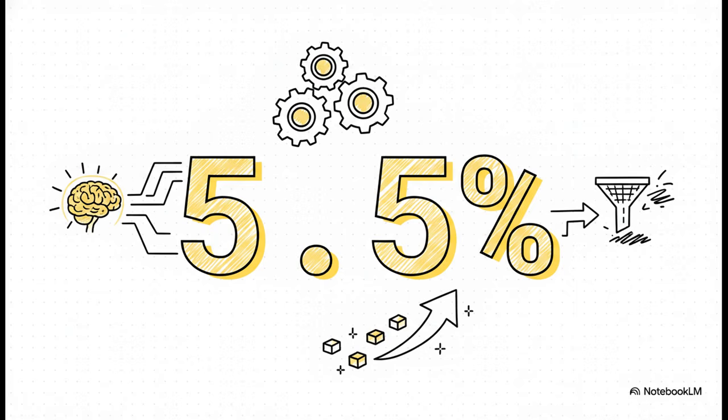Now, I know 5.5 might sound like a modest number at first glance, but in the world of complex software engineering benchmarks, a 5.5% absolute gain is huge. It proves beyond a shadow of a doubt that a cleaner context directly leads to smarter problem solving. When the AI isn't bogged down by irrelevant code, it just writes better fixes.